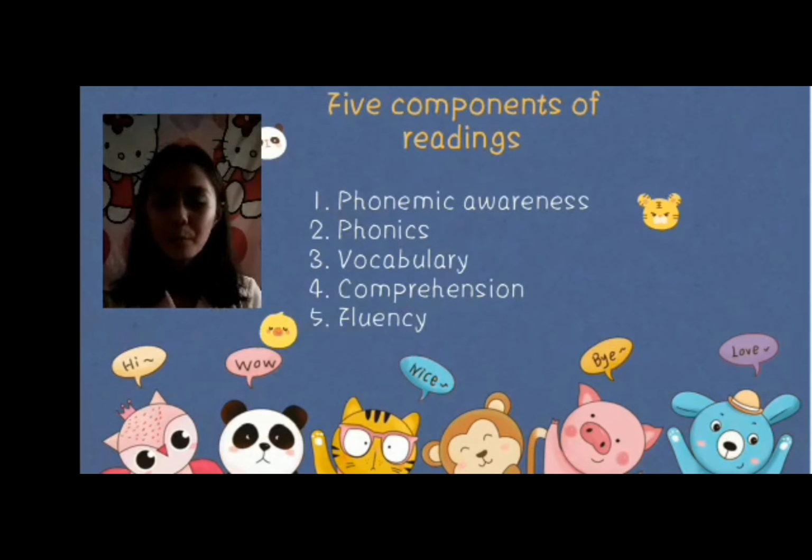Here we have the five components of reading. The first one is phonemic awareness. It is the ability to hear and manipulate the sounds in spoken words. The second one is phonics. It is a method for teaching people how to read and write. The third one is vocabulary. It refers to the collection of words we know. The fourth one is comprehension. It is the understanding and interpretation of what is read. And lastly, fluency. It is the ability to read with speed, accuracy, and proper expression.